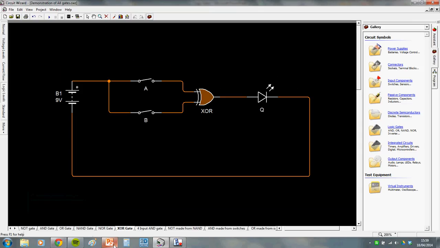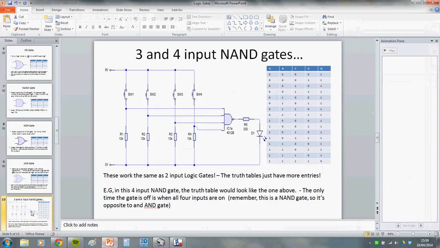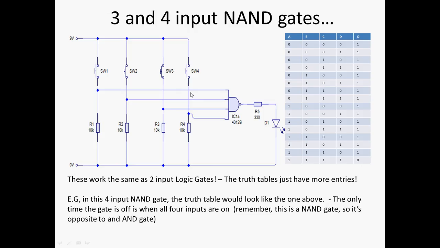Alright, so more for Year 12. You've got to know that you can get 3 and 4 input versions of gates. This here is a 4 input NAND gate. It works in exactly the same way. It's just got more inputs to deal with.